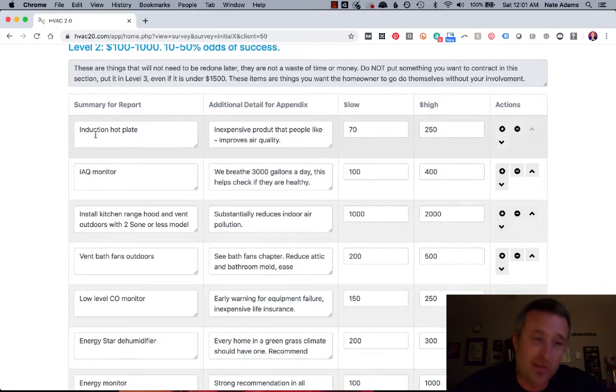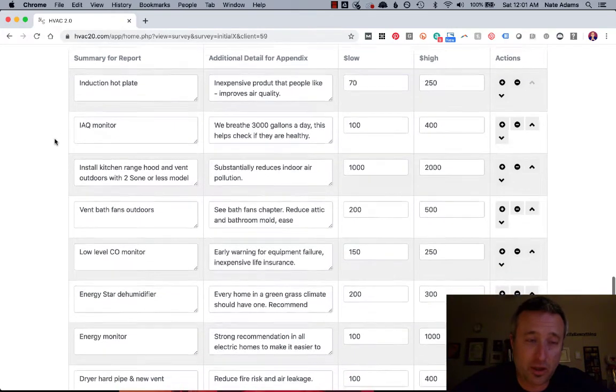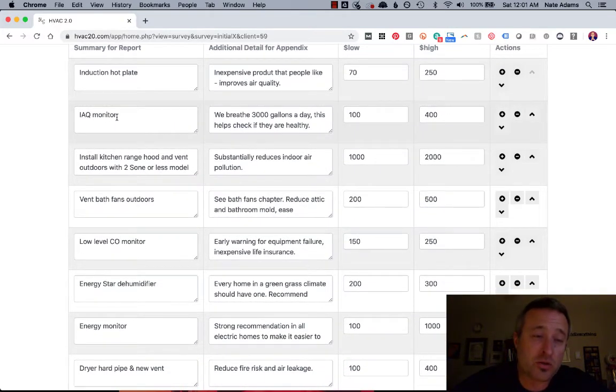So anyway, that's a suggestion. If you happen to be trying to move somebody towards electrification, that is the hardest piece. So if they get a hot plate, that usually helps. Air quality monitors, these are good to put in because people will start watching things and paying attention and they will notice problems. Don't take much ownership here. They will drive you crazy.